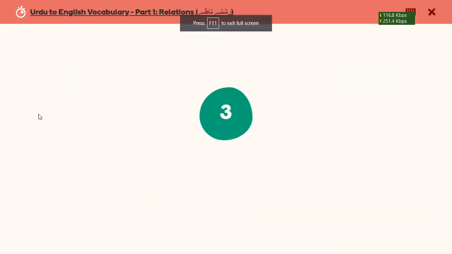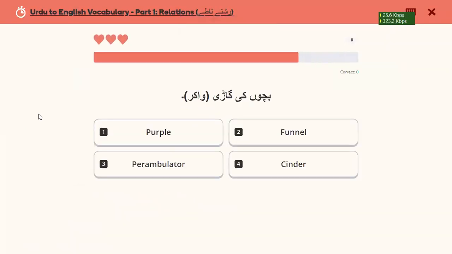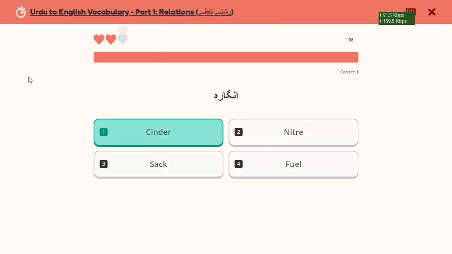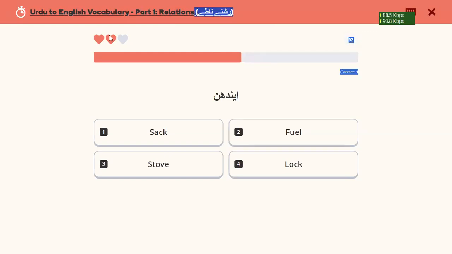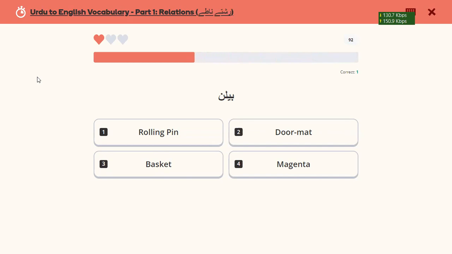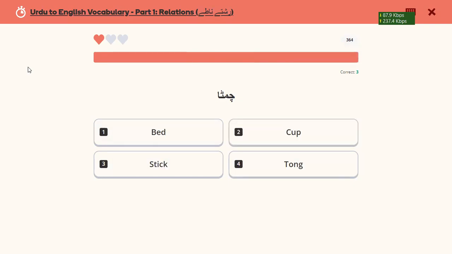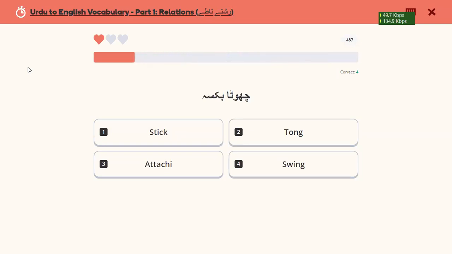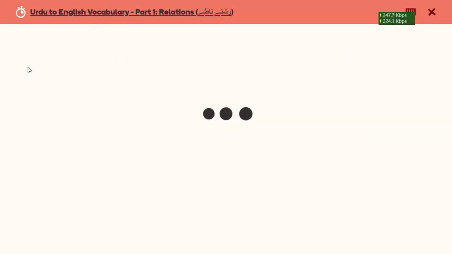Speed review. Anyone? Next. Fuel. Rolling pin. Stick. Stove. Third one. First one.